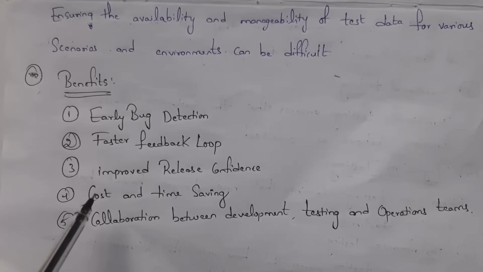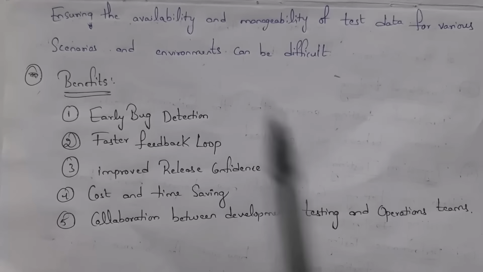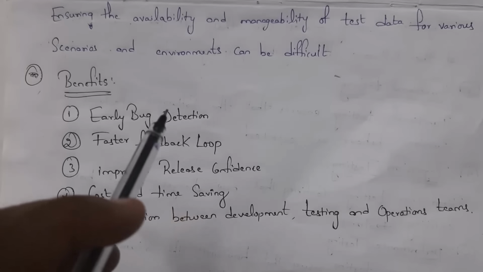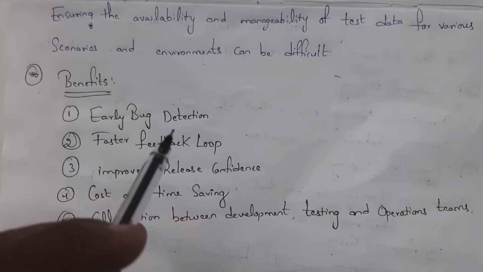Fourth one is cost and time saving. By performing various kinds of testing, we can easily find errors and we can easily fix those errors. So it will save cost and time. And the last one is collaboration between development, testing and operations teams. In DevOps, the development team, testing team and operations team will all communicate with each other and complete the work. These are various kinds of benefits if you perform continuous testing in DevOps.